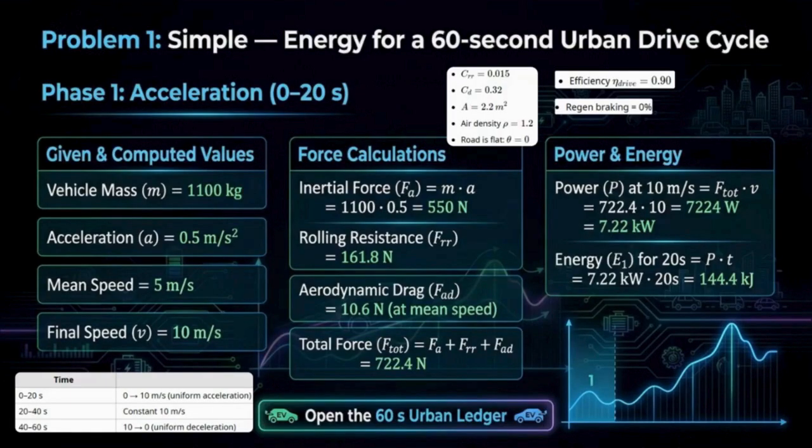Now we calculate power at a speed of 10 meters per second. Power equals total force multiplied by speed, giving 7.2 kilowatts. Energy for this 20-second phase equals power multiplied by time. This results in 144.4 kilojoules. This completes phase 1, and now we open the 60-second urban energy ledger.